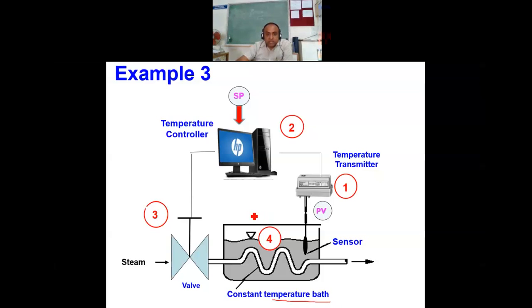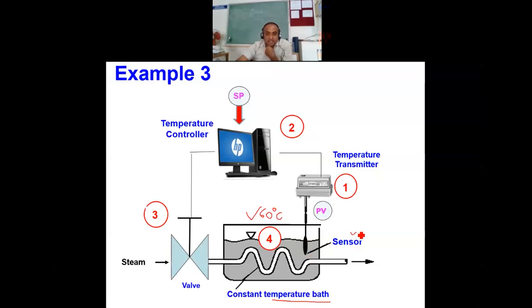In this, I have to maintain some temperature of water. Let us assume around 60 degrees. So I have to maintain around 60 degrees. That is what the process is for. Then I need to measure this temperature.